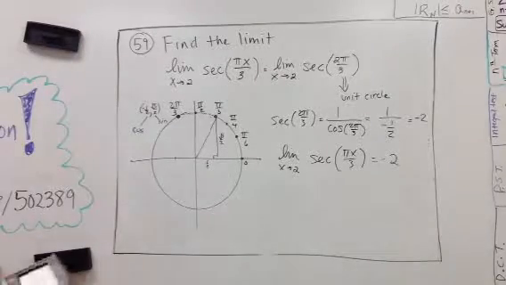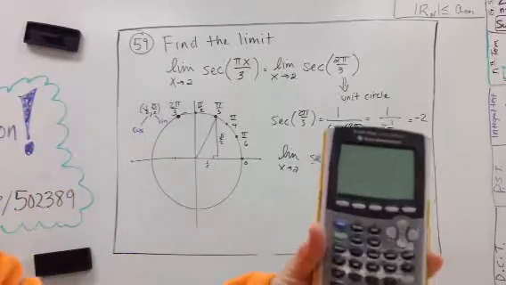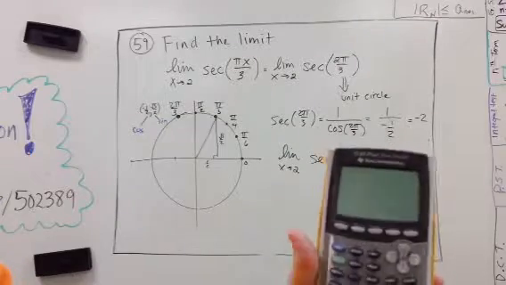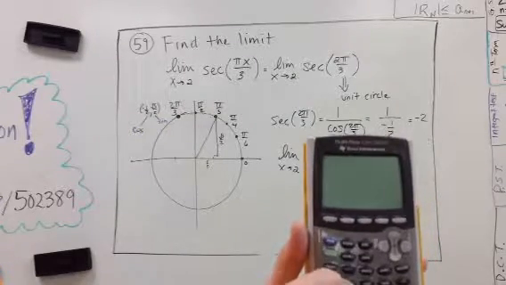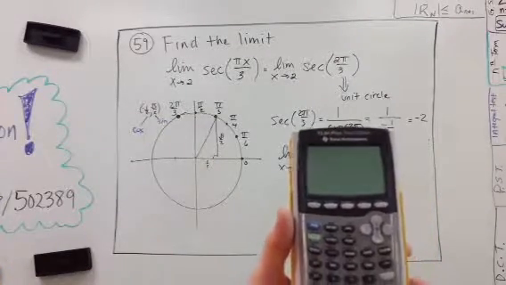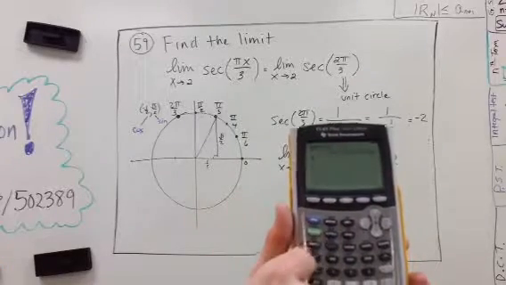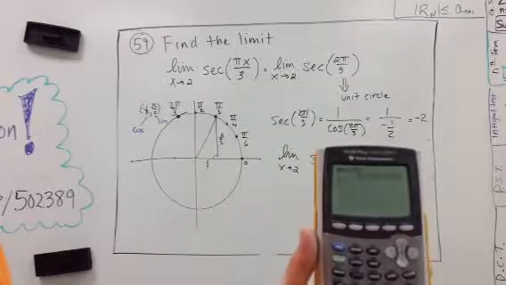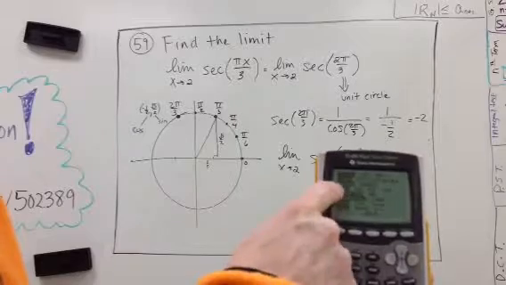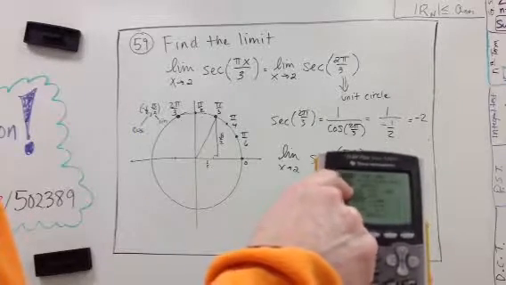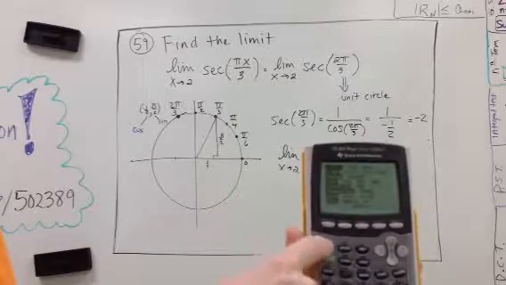If we wanted to use our calculator here to figure this out, we don't have a secant button. We only have a sine, cosine, and tangent button. So the first thing we want to do is, since we are dealing with a trig function, we want to make sure that we are in radian mode, and I am in radian mode here, so that's good.